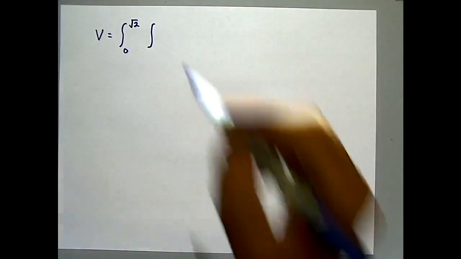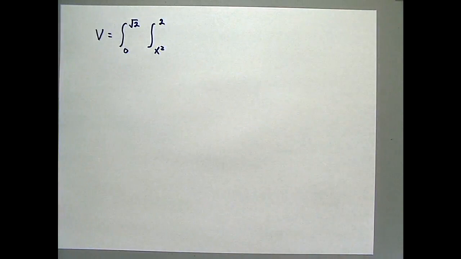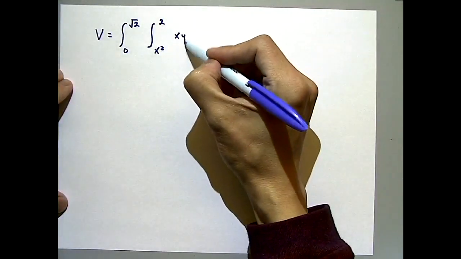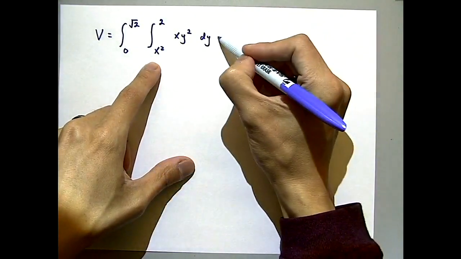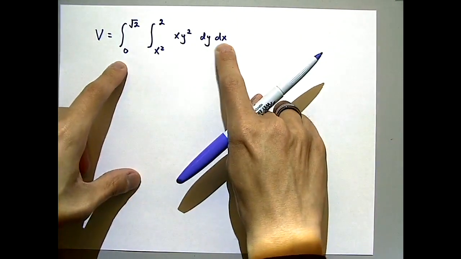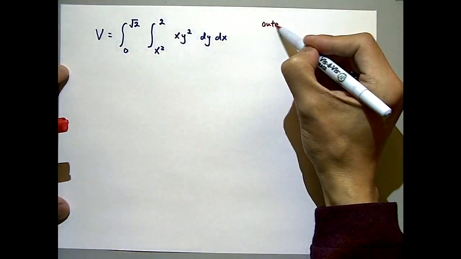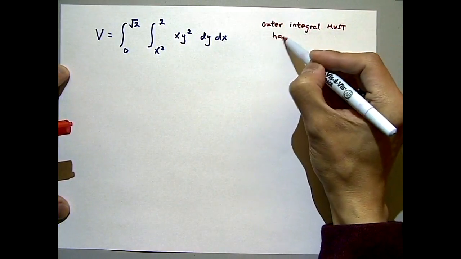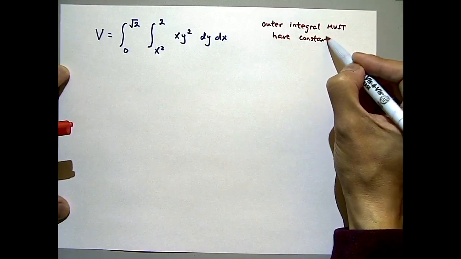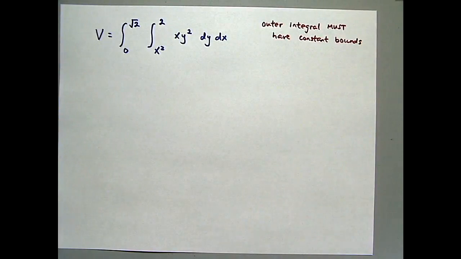And you always have to integrate the variable with non-constant bounds first. So we got to integrate y first, and y goes from x squared to 2. And the surface that we're integrating has a height x y squared, dy, right? Y has non-constant bounds. And dx, as x has constant bounds, it has to go last. Again, the outer integral must have constant bounds. The inside one can have non-constant ones, that's fine. But the outside one has to always take constant bounds.